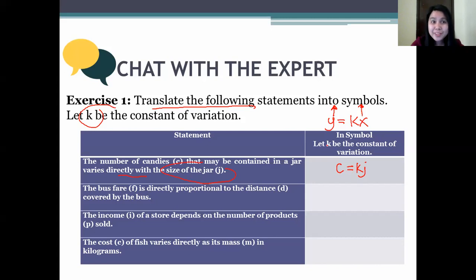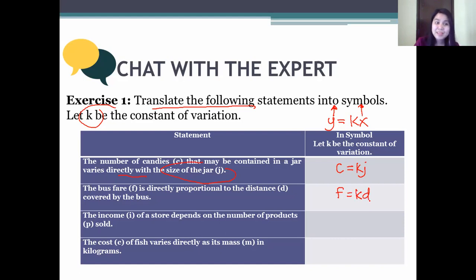Now, prepare your chat box. Let's see. How about the second one? How will you write it? The bus fare, F, is directly proportional to the distance covered by the bus. Now, how will you write it in a mathematical sentence? Yes, it's correct. F equals K times D.